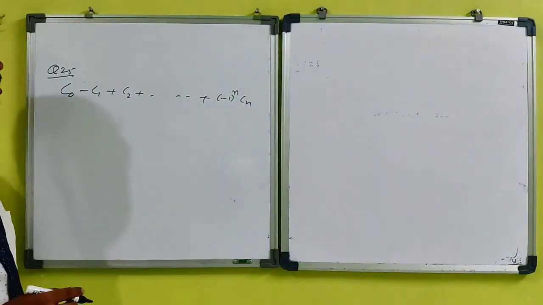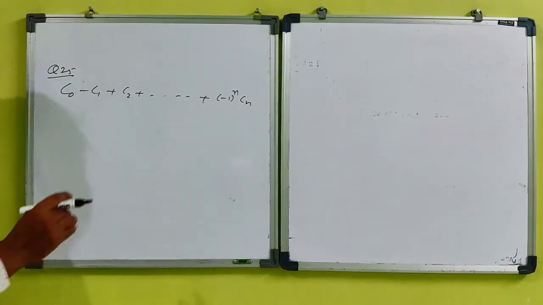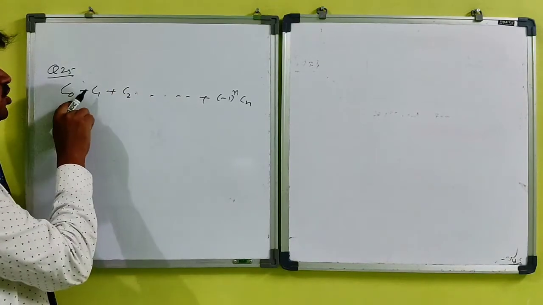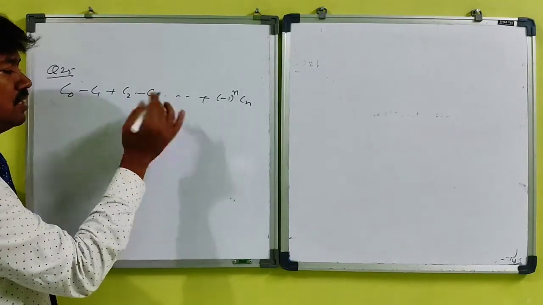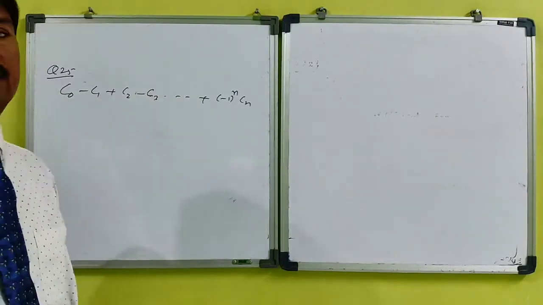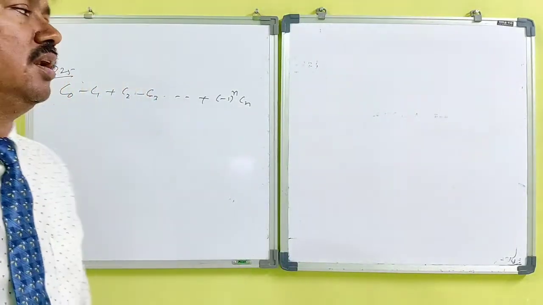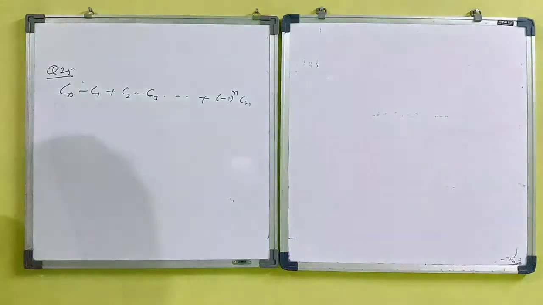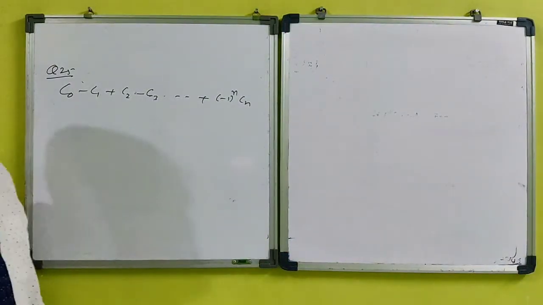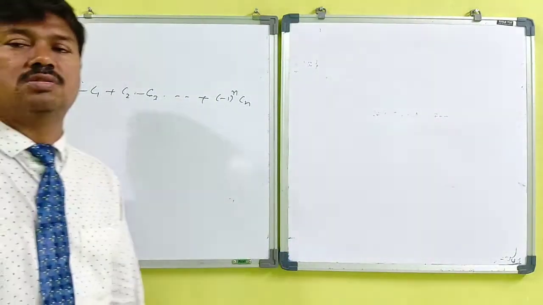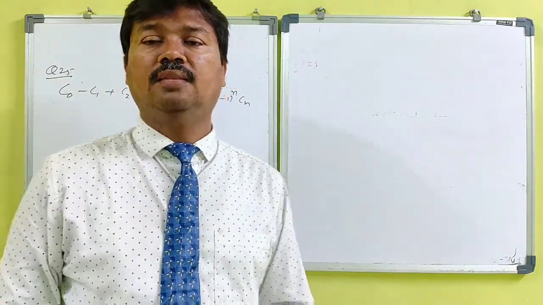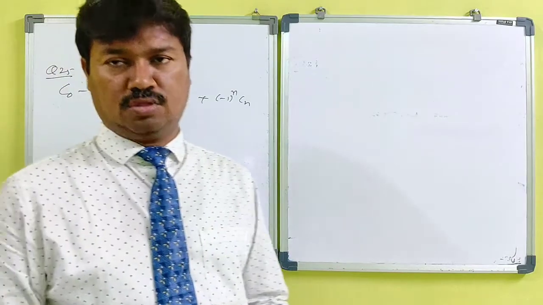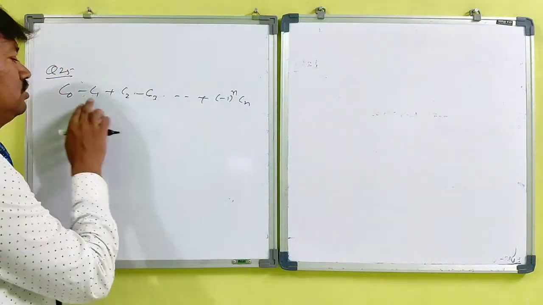Next, very simple sum here. Question number 25: C0 minus C1 plus C2 minus C3 plus minus, and the last one minus 1 raised to n Cn. So it's clear cut when the ultimate plus minus sign is there. The sum of odd coefficients and the sum of even coefficients in the binomial expansion is always the same, and therefore that will get cancelled out.